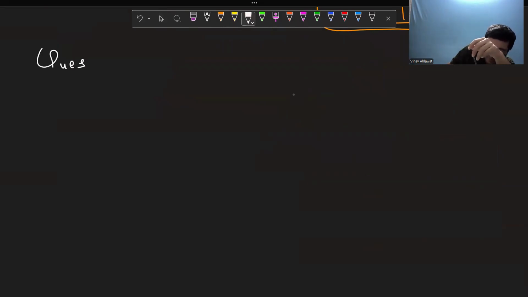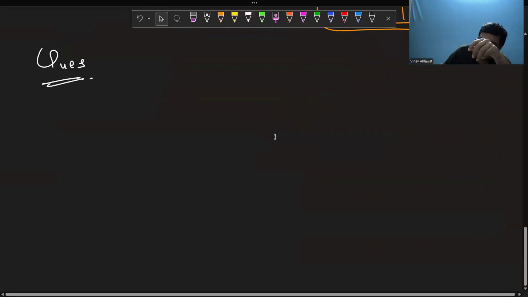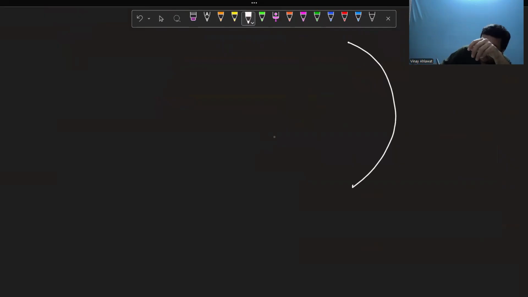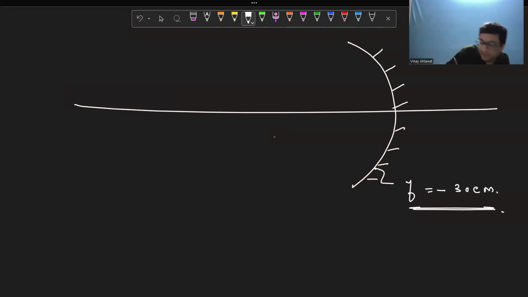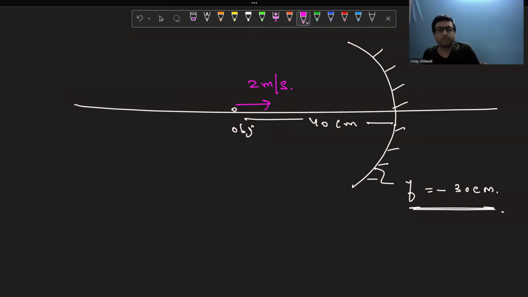Let's take a question. Suppose a mirror. Focal length is f. F is suppose 30 centimeter, or rather, it would be -30 according to our Cartesian set of sign conventions. Got it? And this is your object, at 40 centimeter. This object is moving in this direction with suppose 2 meter per second. Agreed? So what is the location of image, by the way?